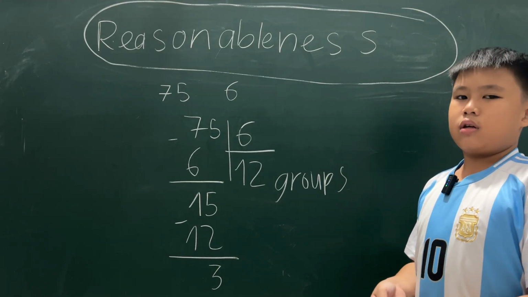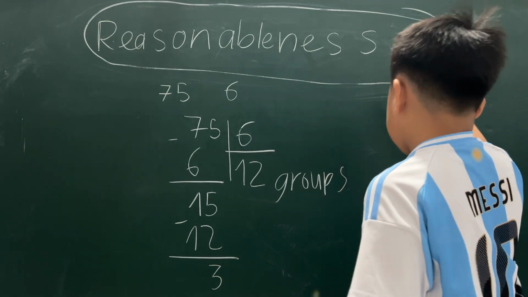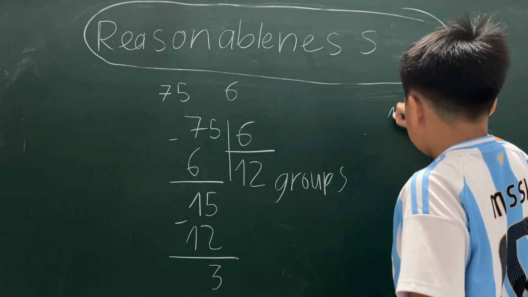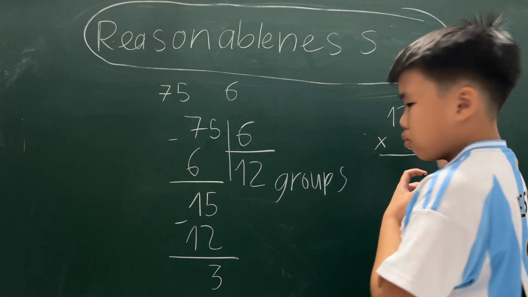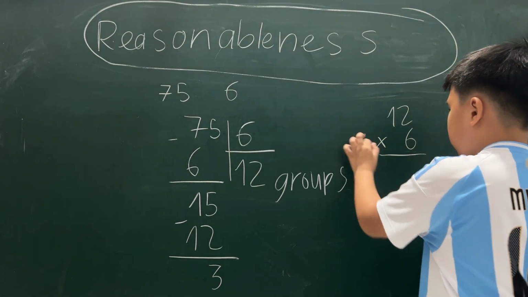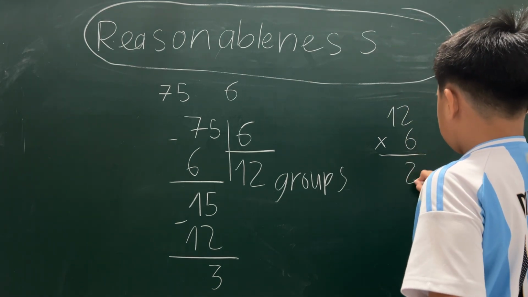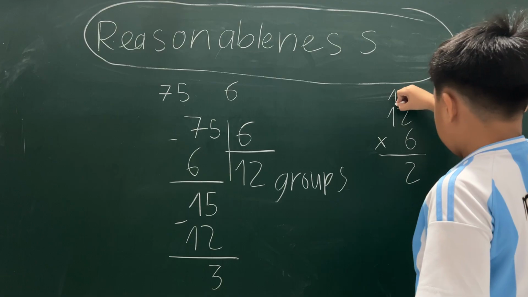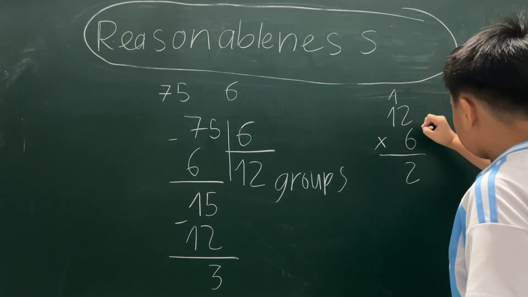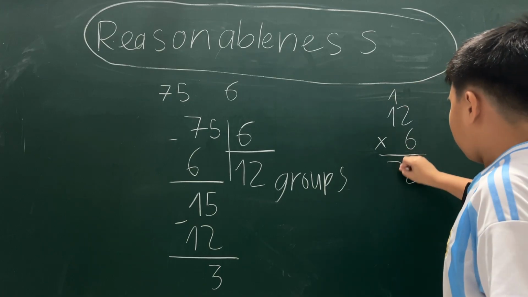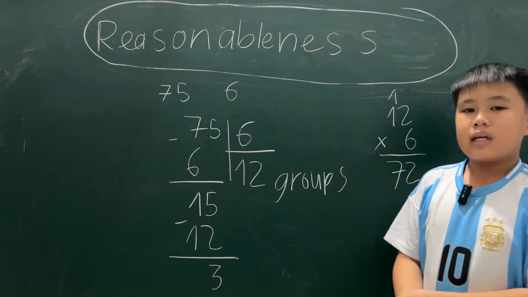But how many students are there in total? We can use 6 multiplied by 12. Let's try. 12 multiplied by 6. Actually, I want to make 6 multiplied by 12, but using 12 multiplied by 6 is even better. 2 multiplied by 6 equals 12. Bring the 1. Write 2. Put away the 1. 1 multiplied by 6 equals 6. 6 plus 1 equals 7. Okay, so there will be 72 kids in total.